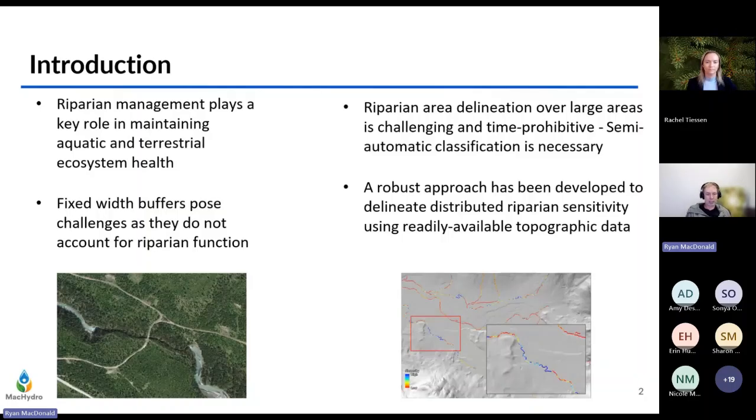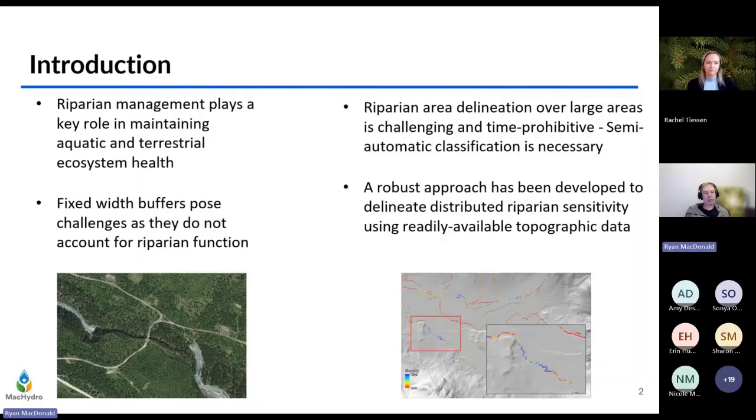Most jurisdictions across Canada, the United States, and other places in the world use this sort of fixed width buffer approach to managing riparian areas. And there's a bunch of literature on this, and a bunch of studies have been conducted to look at fixed width buffers and how managing riparian areas in that context poses certain challenges, both from a forestry perspective as well as from an ecosystem perspective.